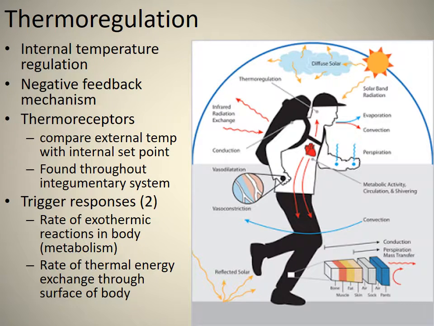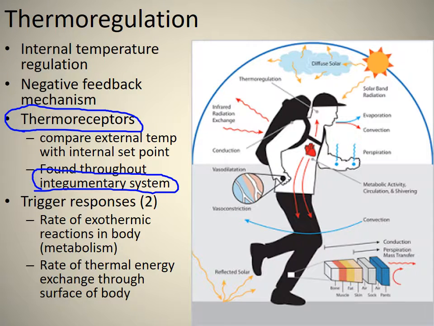So thermoregulation, internal temperature. Our body needs to maintain an internal temperature of about 37 degrees Celsius. So again, how does our body do that? Our body recognizes our internal temperature through what are called thermoreceptors. These thermoreceptors are found throughout the integumentary system, which is our skin.